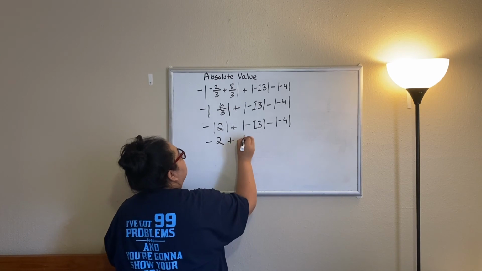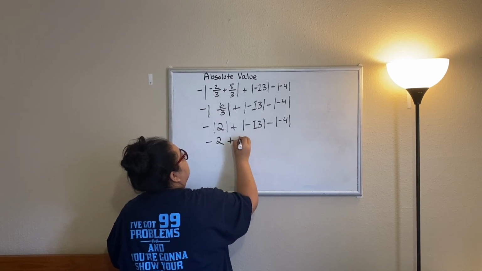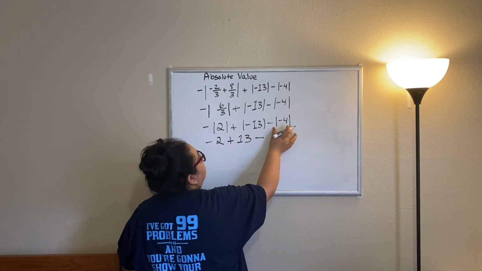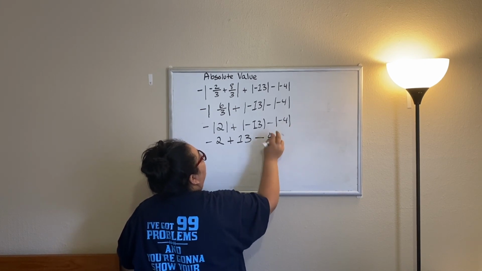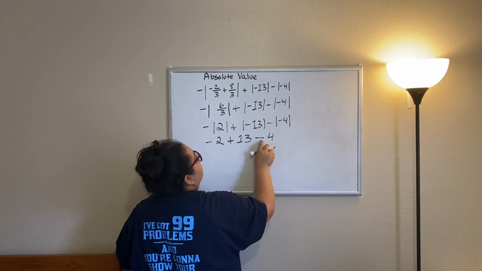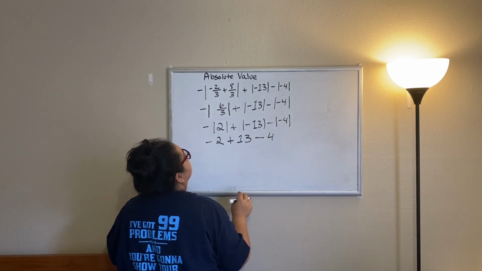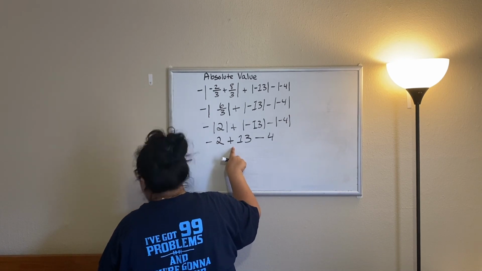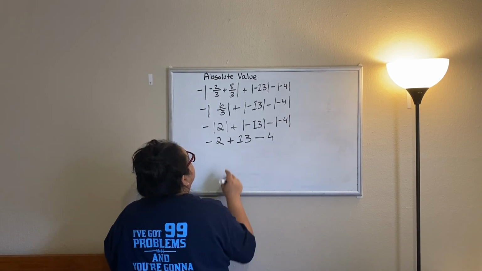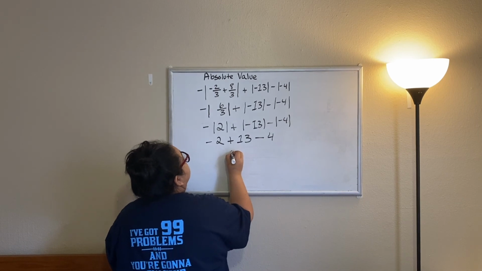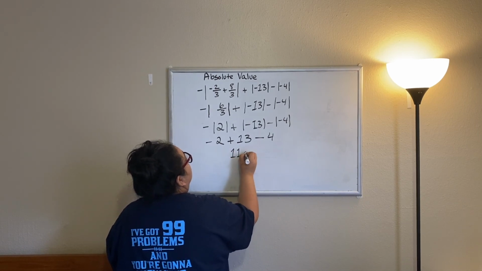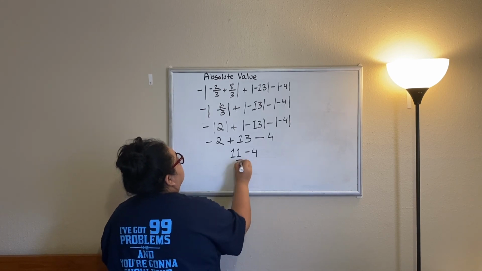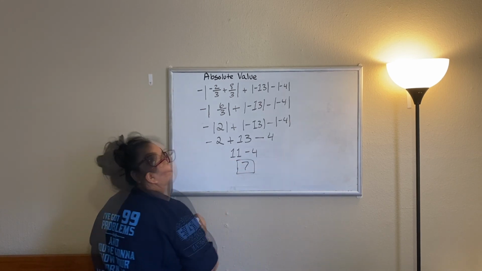So we're going to say plus, and then the absolute value of -13 is going to be 13 minus the absolute value of -4 is a positive 4. But notice there was a minus on the outside, so it made this a negative. So now we're going to have -2 plus 13 minus 4. -2 plus 13 is going to be 11 minus 4, which is 7. And that is our solution.